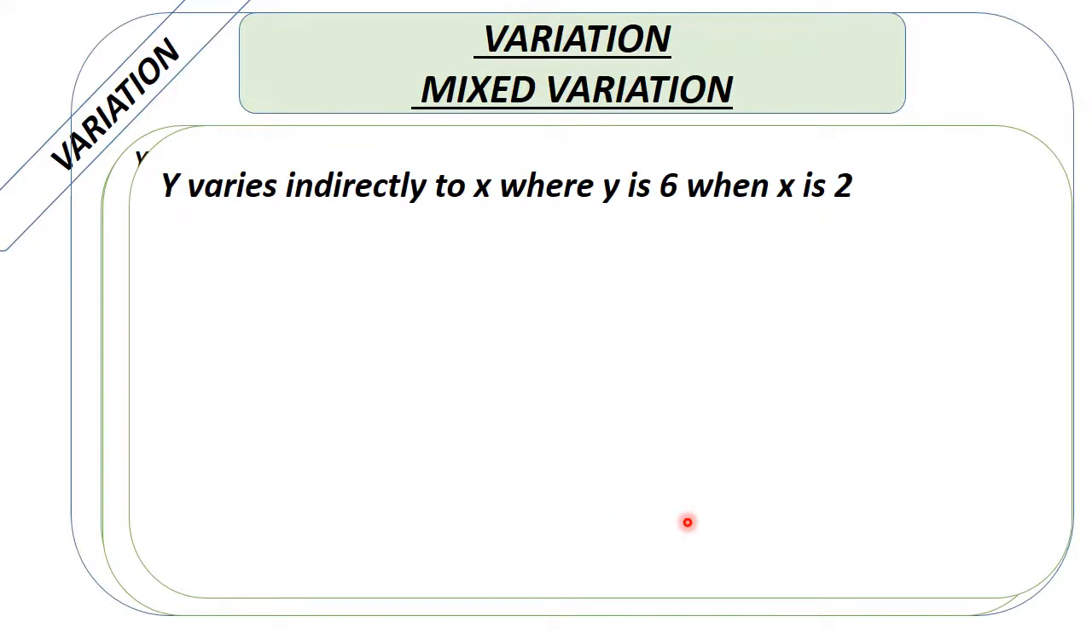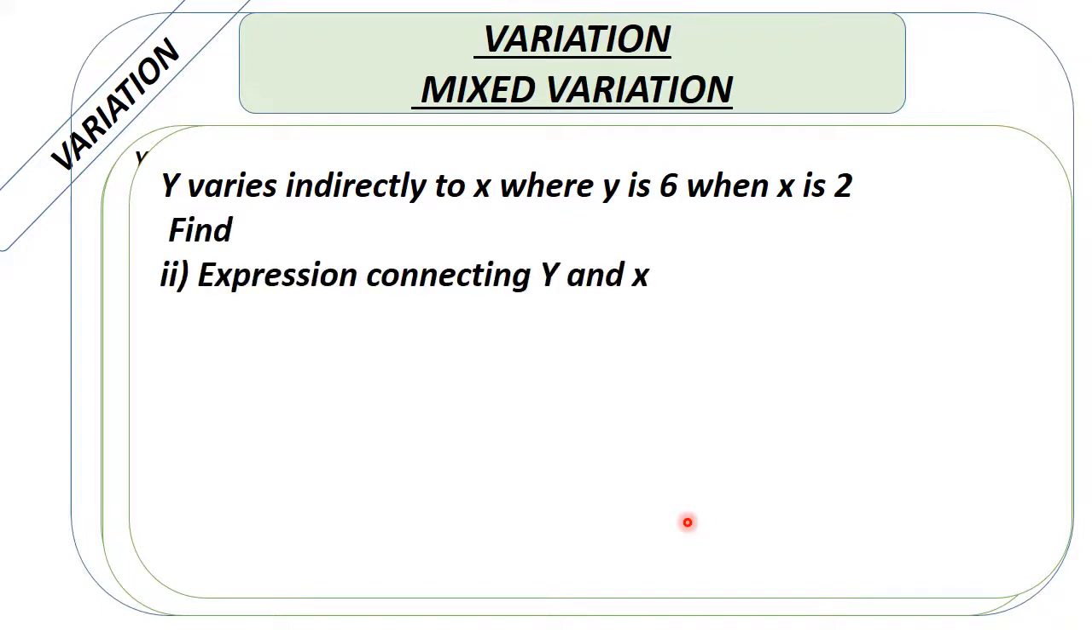Second question. The second question is the expression connecting y, x, and w. But of course we need to put the value of k here. So we have already calculated what k is, and it's 5. So we're going to substitute. So once we substitute, we're going to have this: y is equal to 5x over w. So this is the expression connecting y, x, and w.